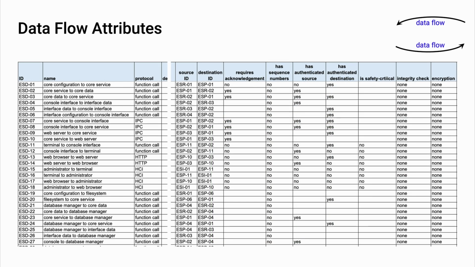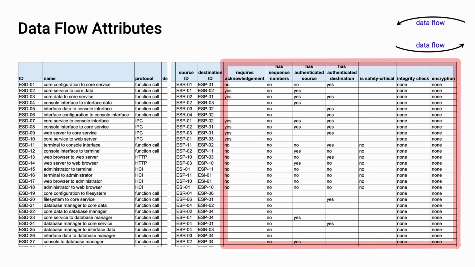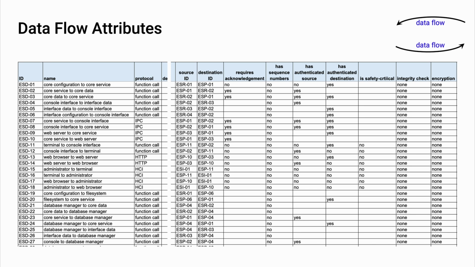As one might expect, in our example, data flows represent the majority of items. Not called out as an attribute is a protocol associated with every data flow. Here we have function calls, IPC, HTTP, and HCI, human-computer interface. And then we have a whole host of attributes that are shown here. You'll note that there are blanks. This is information that we were not able to get. Data flows is where this is probably going to occur the most.